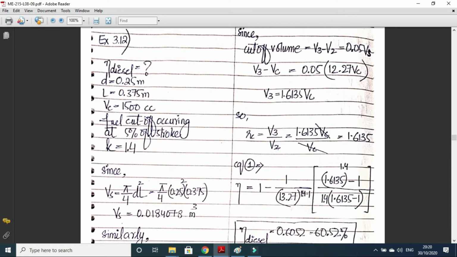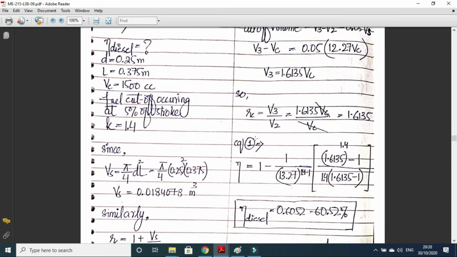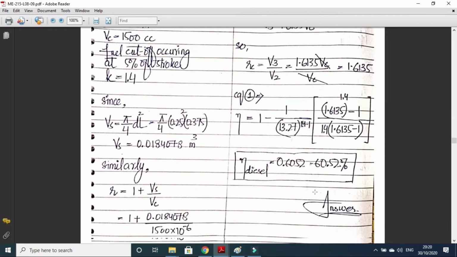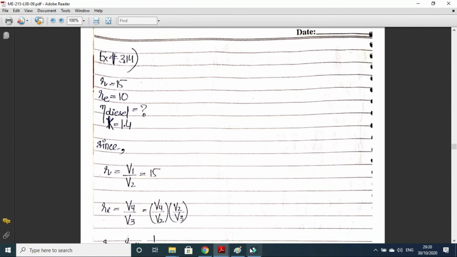The ratio is V3 upon V2. V2 is Vc, so Vc will be cancelled out. So we have calculated the cutoff ratio. Now we know the compression ratio, cutoff ratio, and K, so we can easily calculate the diesel efficiency from this formula. Now let's solve the second numerical.